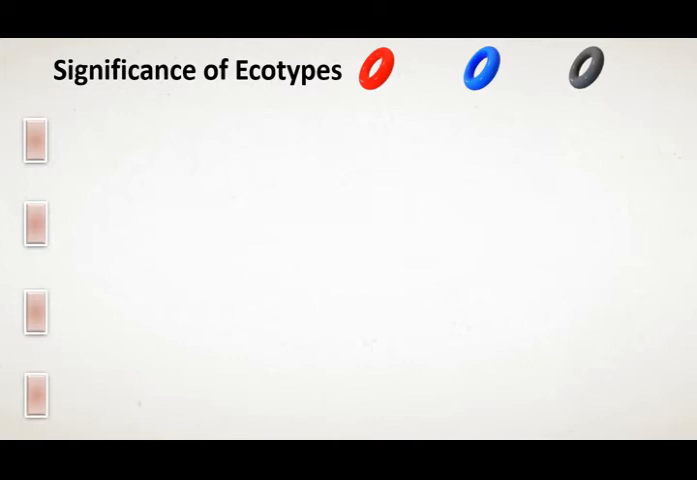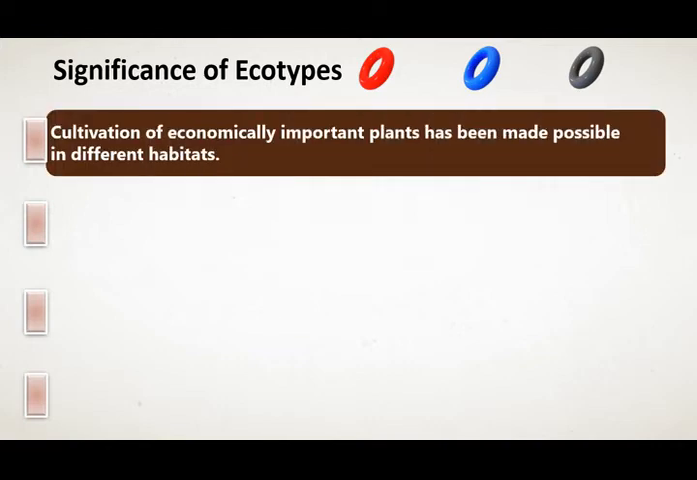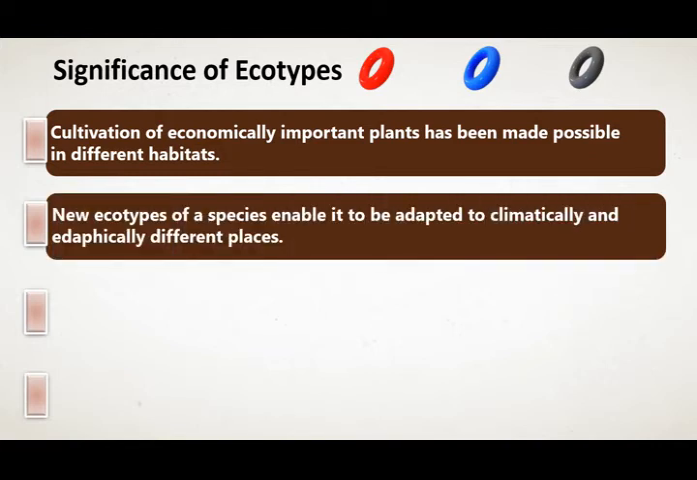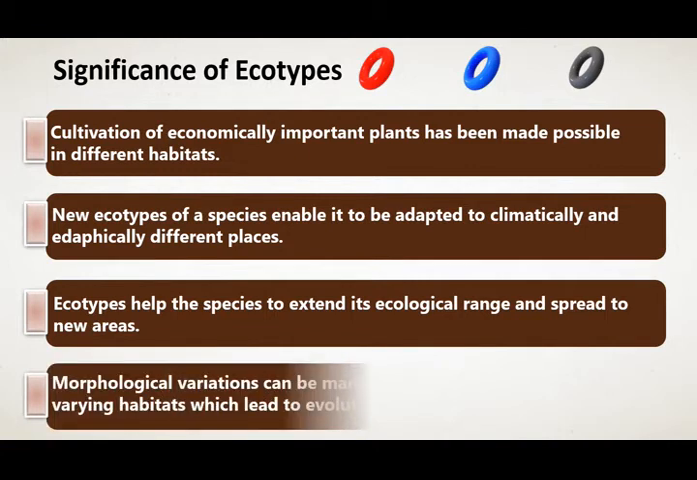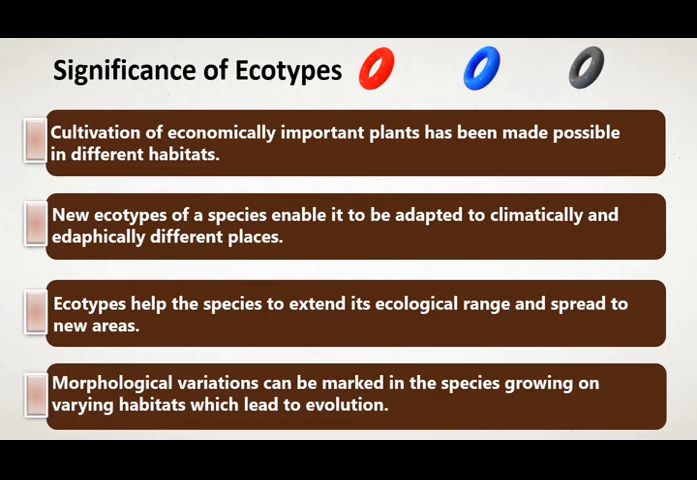Now we shall see some of the significance of ecotypes. Cultivation of economically important plants has been made possible in different habitats. New ecotypes of a species enable it to be adapted to climatically and edaphically different places. Ecotypes help the species to extend its ecological range and spread to new areas. Morphological variations may be marked in a species growing in varying habitats, which leads to evolution.